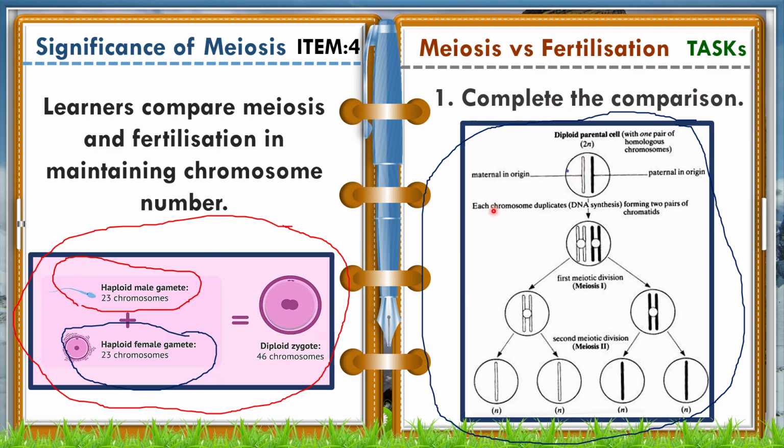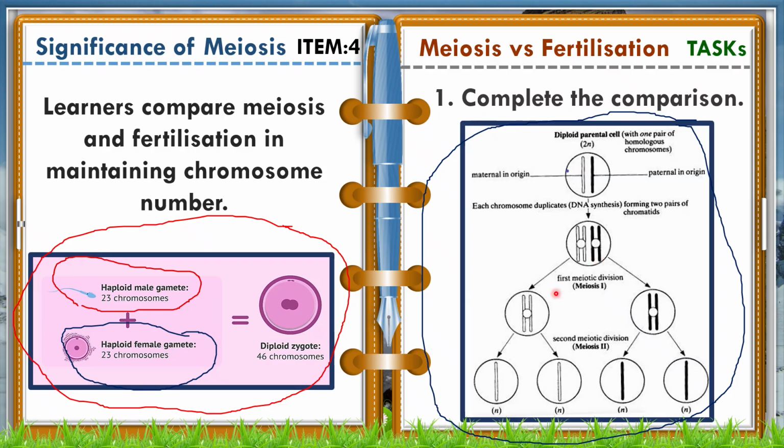So what happens next during meiosis? Each chromosome duplicates, meaning that DNA synthesis takes place, forming 2 pairs of chromatids. So one chromosome from the mother duplicates and forms sister chromatids, and the one from the father also duplicates and forms sister chromatids. That is what we call duplication, and it takes place during meiosis in the process we call interphase.